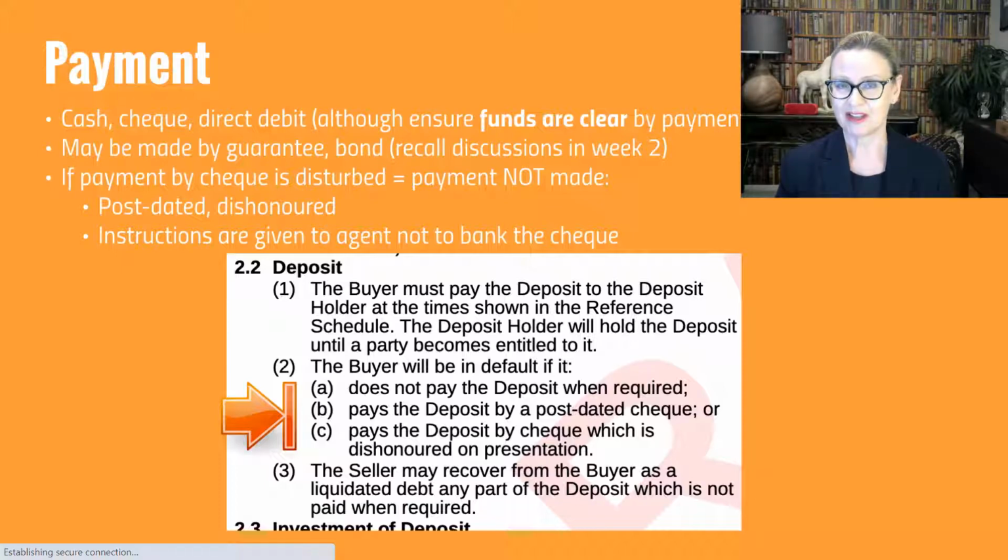If payment by cheque is disturbed in its processing, by any means that is attributable to the buyer, then the buyer will be considered to have failed in their obligation to make payment of the deposit. So where you have post-dated cheques or dishonoured cheques, or instructions are given to the agent not to bank a cheque, in all of these kinds of situations, the buyer will be in default for having failed to make due payment of their deposit. So you can see clause 2.2 of the REIQ contract there just simply states all of that stuff.